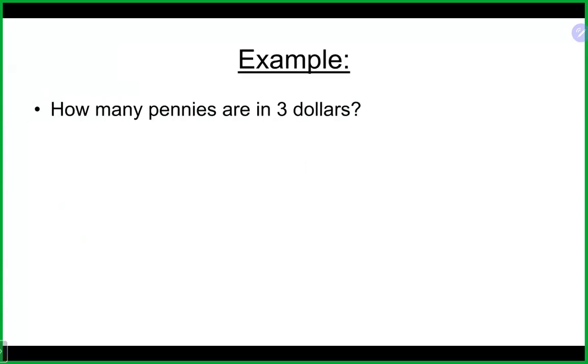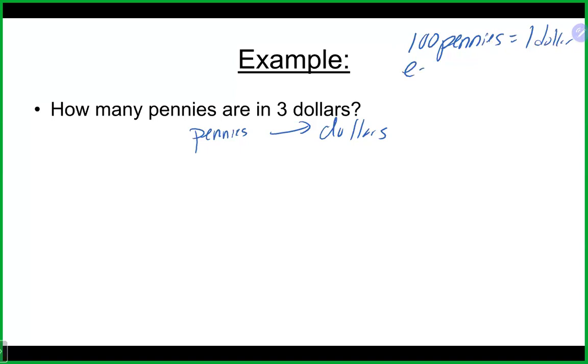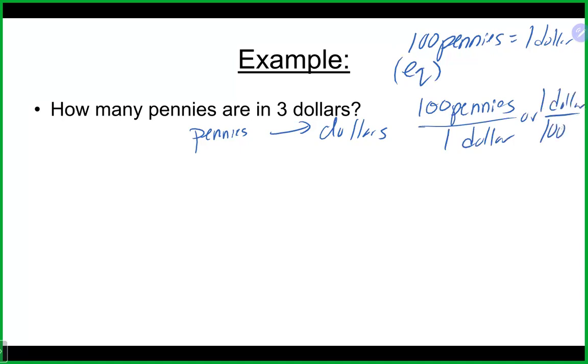All right. So obviously here, if we want to know how many pennies are in $3, once again, this is a pretty straightforward one. We want to go obviously from pennies to dollars. And that gives us our 100 pennies is equal to $1. That gives us our equality. And our conversion factor is obviously 100 pennies over $1, or $1 over 100 pennies.